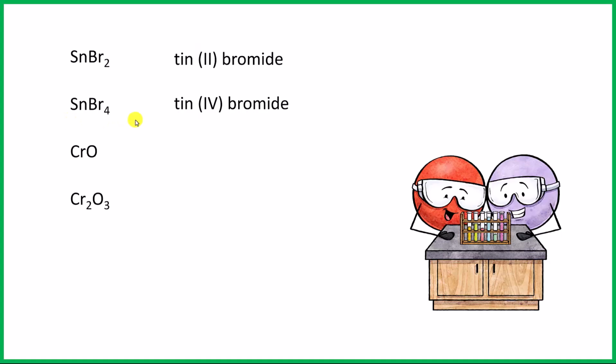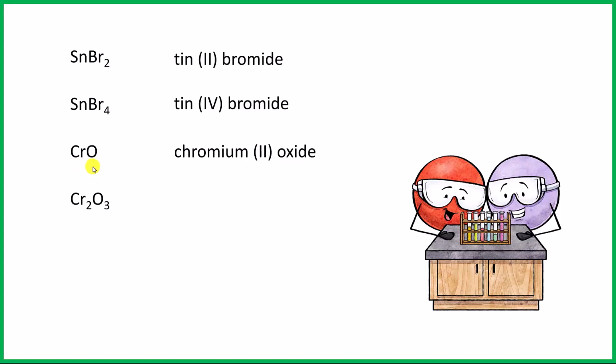The next one is similar, but since we've got Br4 here, that must mean that bromine with a minus 1 charge, we've got an overall charge of minus 4 for bromine, and therefore this tin must now have a positive 4 charge. So now we write tin, 4, bromide.